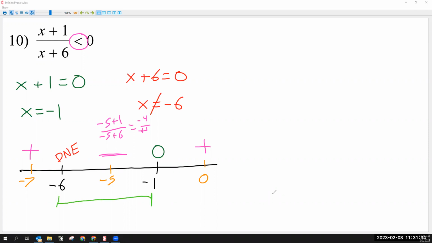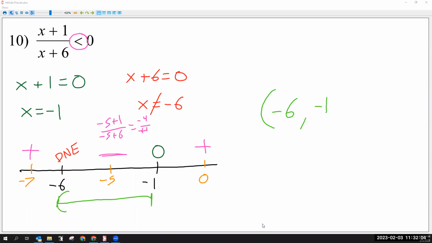Now, this is important. It does not matter if it's equal to or not. That cannot ever include that -6. Why not? Because it would give me 0 in the denominator. It does not exist. So even if it was equal to, I would use parentheses on the -6. Okay, so I'm saying from -6, we're going to use parentheses, comma, the -1.